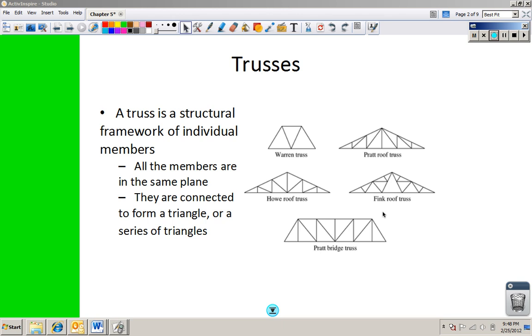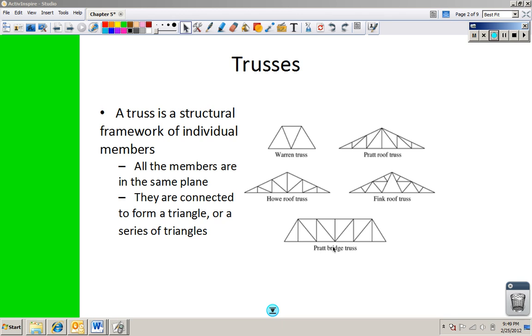Alright, this is chapter 5 and we're talking about trusses. A truss is just a framework of members that are used for support. And here are some pictures of some common trusses. If you've ever seen pre-built trusses for homes, for roofs, this is exactly the kind of thing we're talking about.